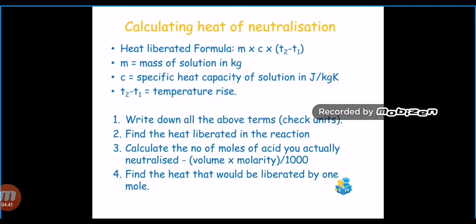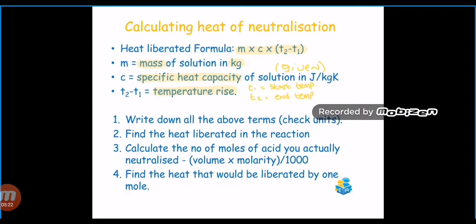And this formula is M by C by T2 minus T1. Now, M is the mass of the solution in kilograms. C is your specific heat capacity, and your specific heat capacity will always be given to you in the question. And then T2 minus T1 is just your rise in temperature. So some questions will give you the temperature rise straight away, or some of them will give you the temperature that you have at the start, which is T1, and the temperature you have at the end, which is T2.